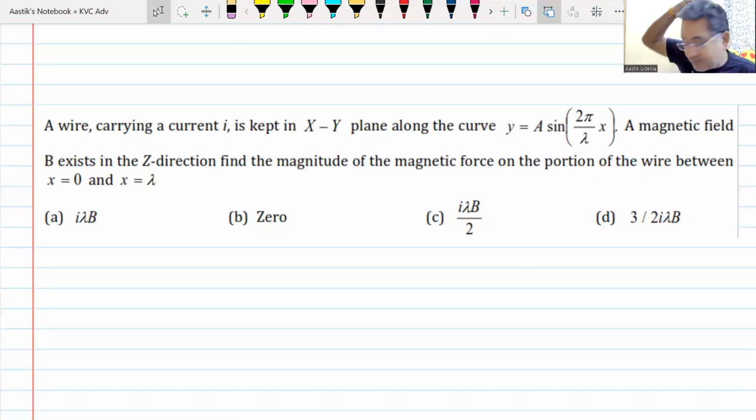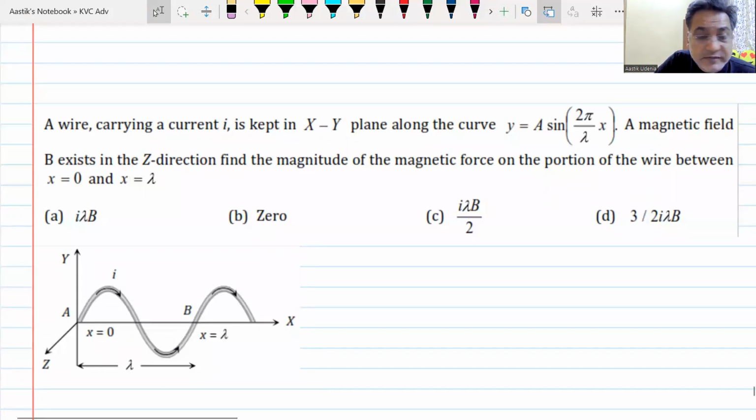This is the next question. It came in one of the IITs. A current carrying wire kept in the xy plane is in the form of a sine wave. The diagram is not a part of the question, but I will show you the diagram so that you can do it quickly. Time is not on our side. So the diagram is like this. You have to find out the force on this wire. I'll give you a minute to do this.